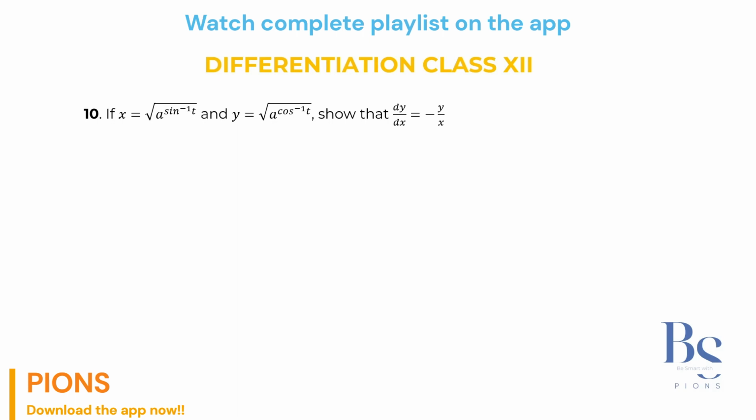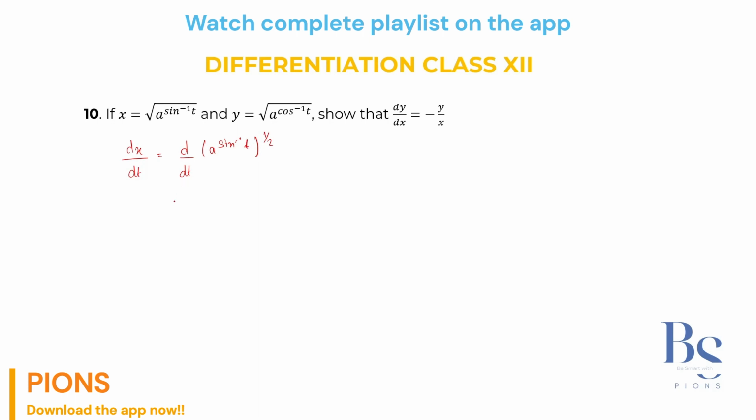So let's differentiate it first of all. Can we differentiate it directly? No. These are the functions of t. So first find dx by dt, parametric form. So dx by dt will be d by dt of, I'm rewriting this as a raised to sine inverse t, whole raised to power half, correct?